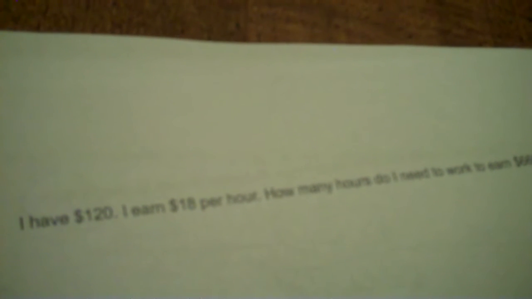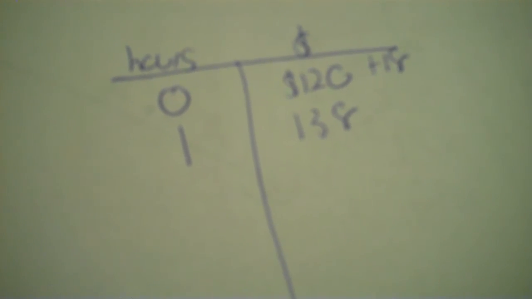Okay, last example. I have $120. I earn $18 per hour. How many hours do I need to work to earn $660? Okay, so hours and dollars. So we started with 120. Remember, circle the amount you want at the end. So 1, then you add 18. So 138. That 120 plus 18 is 138. Just use your calculator. Then the second hour, I add 18 again.